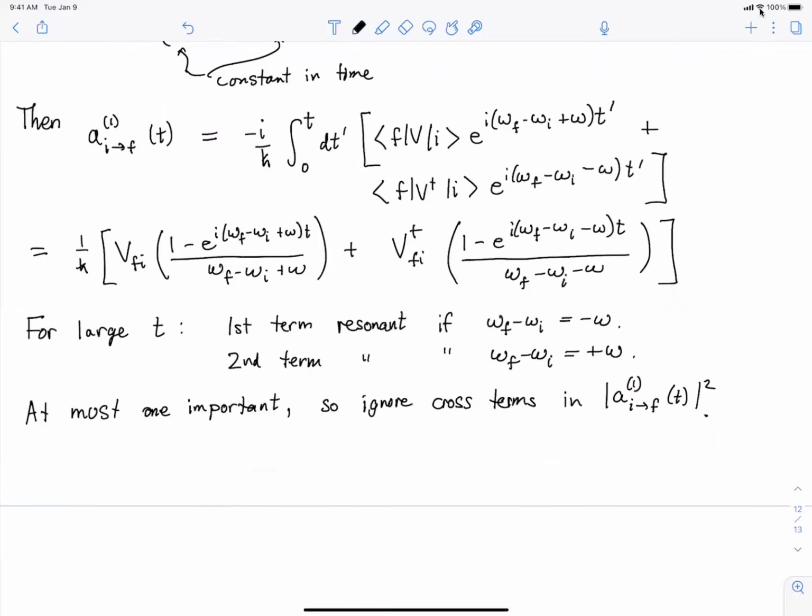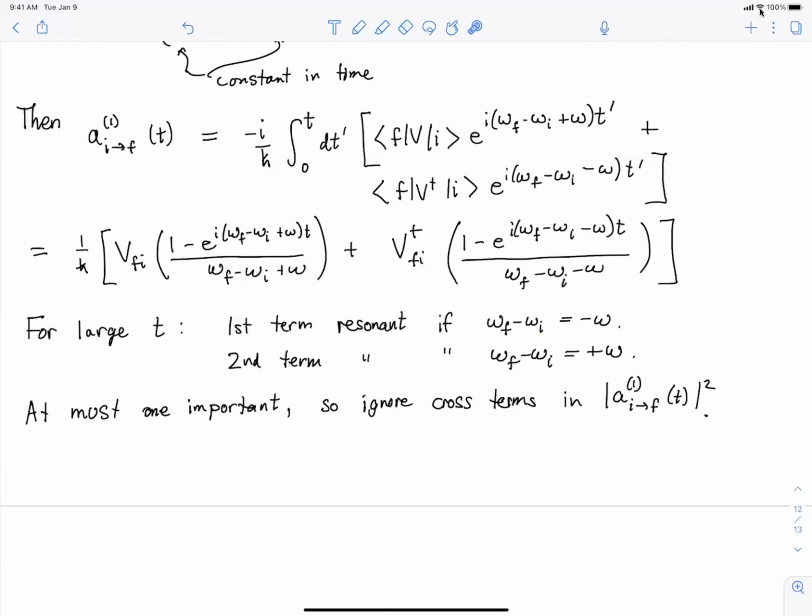I'm sorry, Professor, I got lost. You said, okay, at most one is important. Right. So could you just explain this one more time, please? Okay, so we've got two terms here. So I'm saying one of these two terms can be important, but at most one. And the reason at most one can be important is because it's either the first term is important if that's true, or the second term is important if that's true. But those two things can't be true at the same time because we're assuming that omega is not 0.